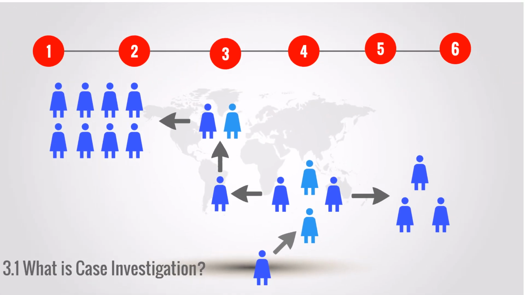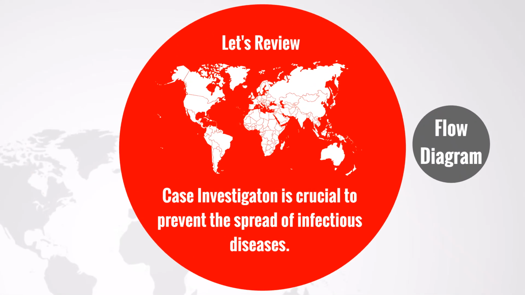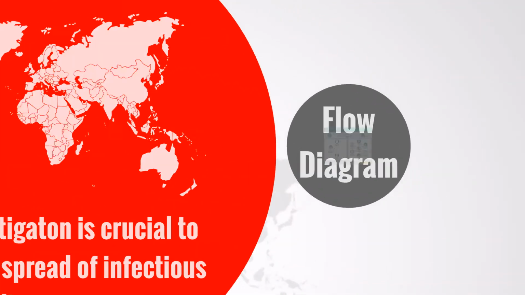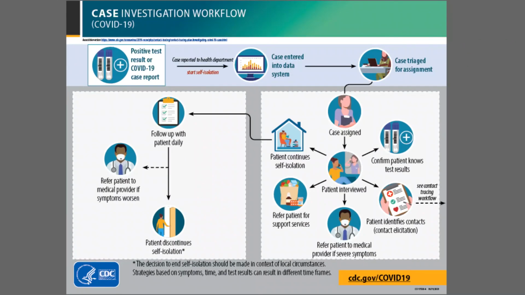So those are the main steps. And let's just review right here. We have a great flow diagram. And remember, case investigation is crucial to prevent the spread of infectious diseases. Here is our flow diagram. So up on the top, you see those 2 circles. The first 2 circles, that's like step 1 and step 2.